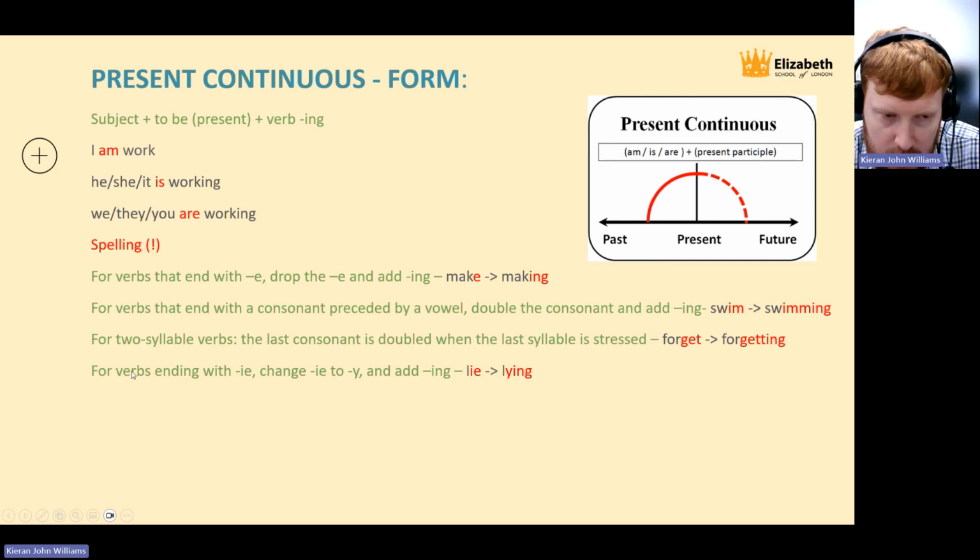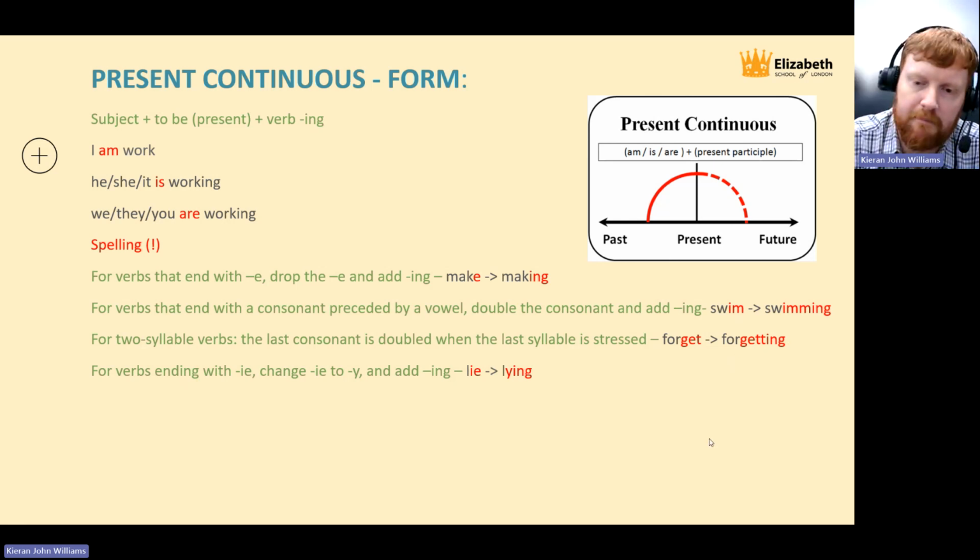Now for the next one, it talks about two-syllable words. Those are verbs that have two syllables in them, so two separate sounds, like forget. If you have that kind of verb, then what you do is you double the last consonant. Here we have T at the end, so you double it. So you have forget to forgetting with two T's.